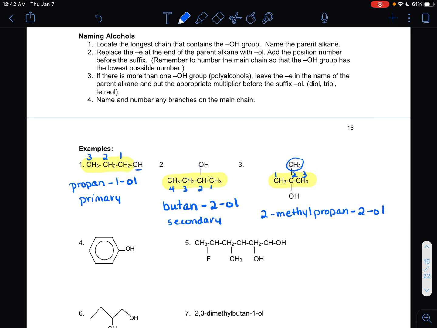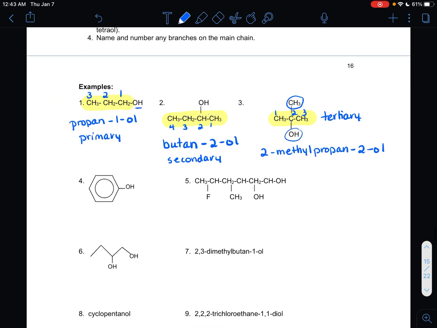Okay. Now, for anything 2 carbons and less, I don't need the numbers. So methanol and ethanol don't carry a number. But starting with 3 carbons in the alcohols, you do need it, right? It could either be in carbon 1 or carbon 2. All right. And this, by the way, is a tertiary. So do you notice that this carbon that has the hydroxyl has 3 different carbons attached to it?